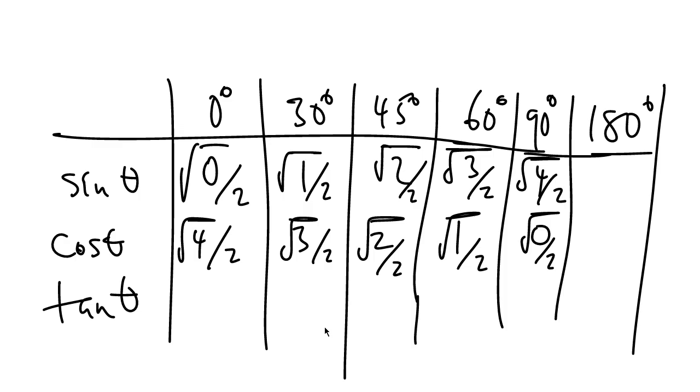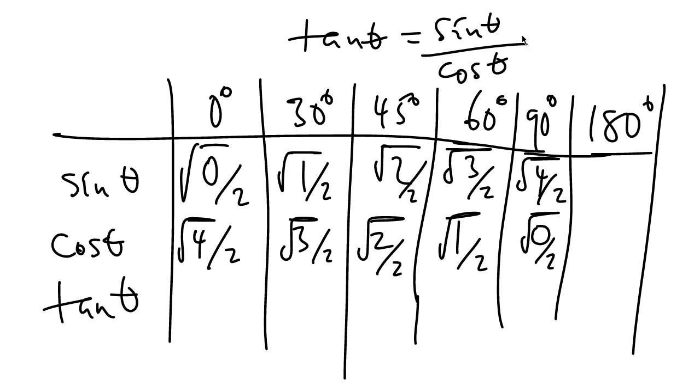Because sin 0 is 0, sin 30 is half, sin 45 is root 2 over 2, sin 60 is root 3 over 2, sin 90 is square root of 4 over 2. 2 divided by 2 is what? 1. So how do we get tan theta? Remember when I said, I proved it, that tan theta is equal to what? Sin theta over cos theta. So you divide the sine values by the cos values. Since this is 0 and this is 1, 0 divided by 1 is what? 0.